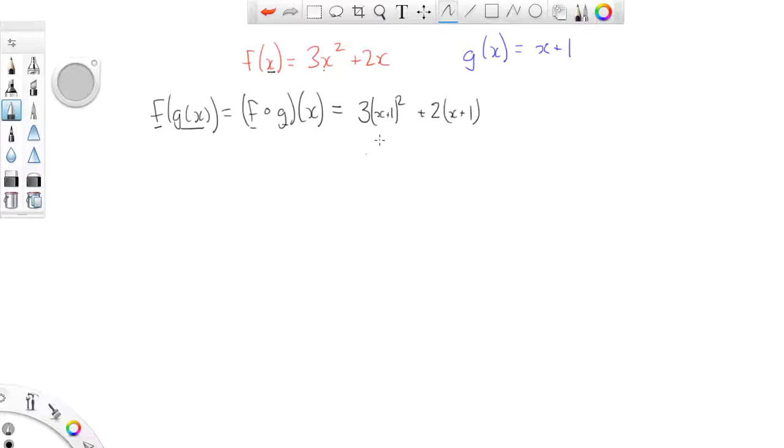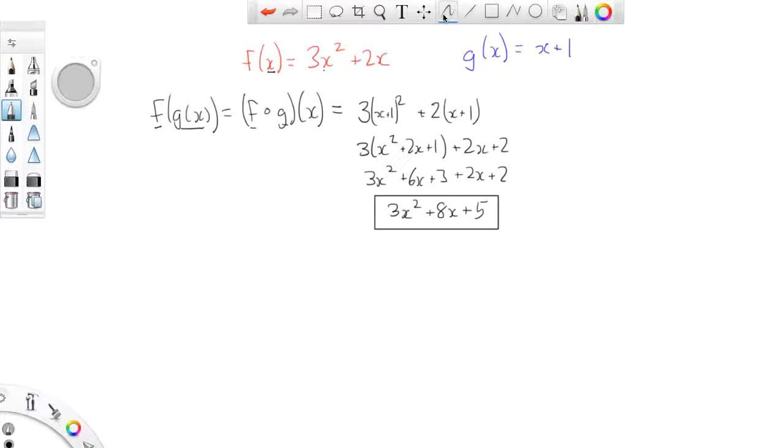So g of x goes into there. And that's the composition. I just need to simplify. So this is a binomial squared, so it's going to give me x squared plus 2x plus 1, plus here I can distribute 2x plus 2. I can distribute the 3 now, so this is 3x squared plus 6x plus 3 plus 2x plus 2. I can have 3x squared plus 8x plus 5 after combining the like terms. And that is going to be f of g of x. That's what we did. We replaced the x in f of x with the g of x.